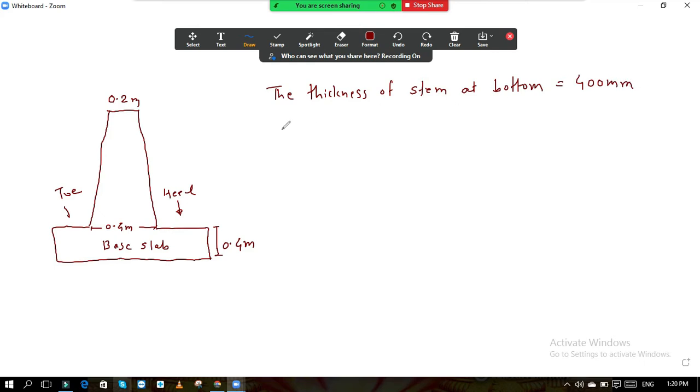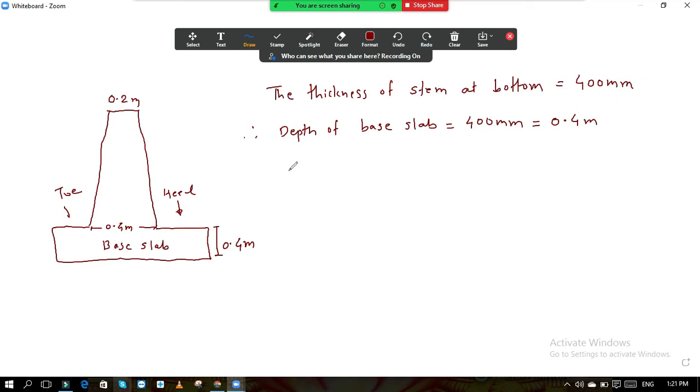Okay, therefore the depth of base slab is equal to how much? The same we are going to provide. So it is also 400 mm, which is 0.4 meter. Okay, so up to this point we studied in the last lecture. So now we will move further.